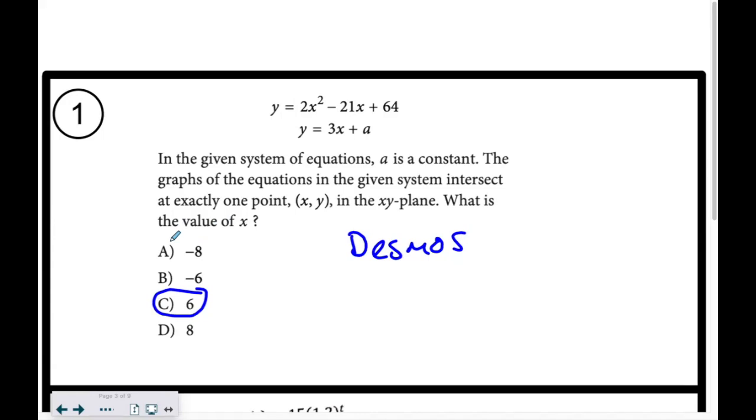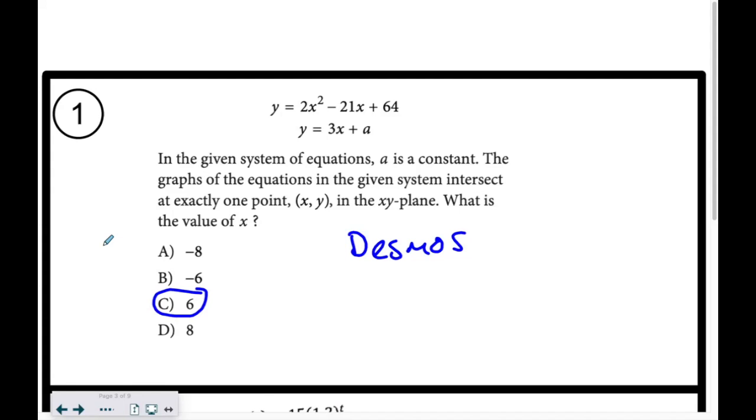All right. The other way to do this is a little bit harder because I'd have to set these equal to each other and bring everything to one side. And then I'd have to use the discriminant and I'd have to set the discriminant equal to 0. I think that's more challenging in this problem. You definitely need to know the discriminant. But in this one, I felt Desmos was a nice, easy way. But again, we have to be careful that the value of A being -8, that we don't choose that answer.